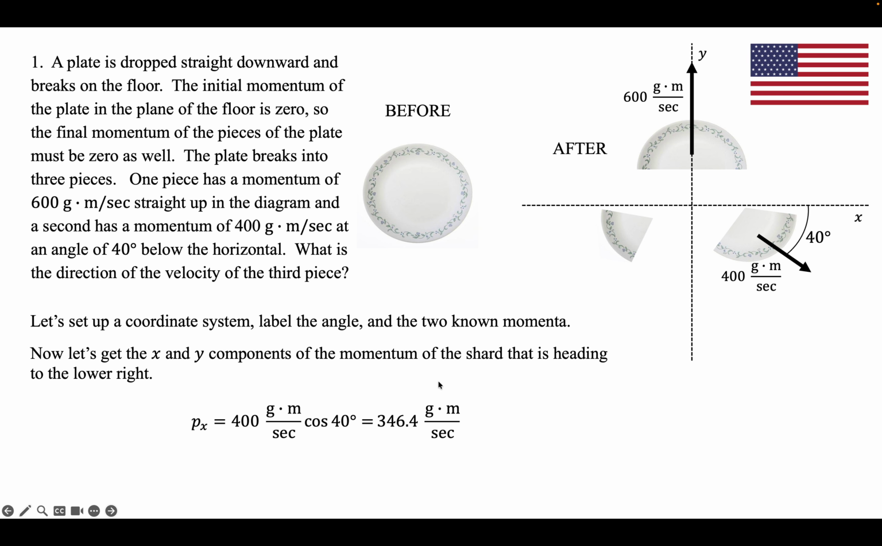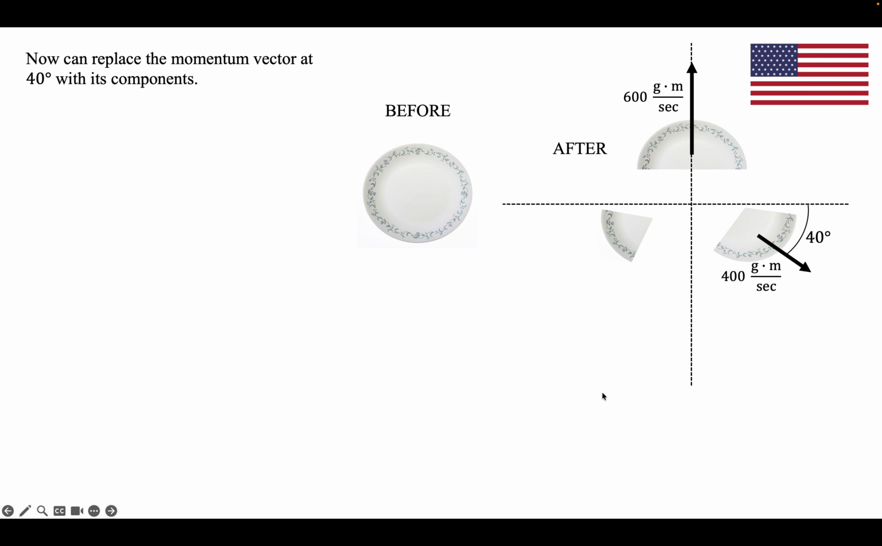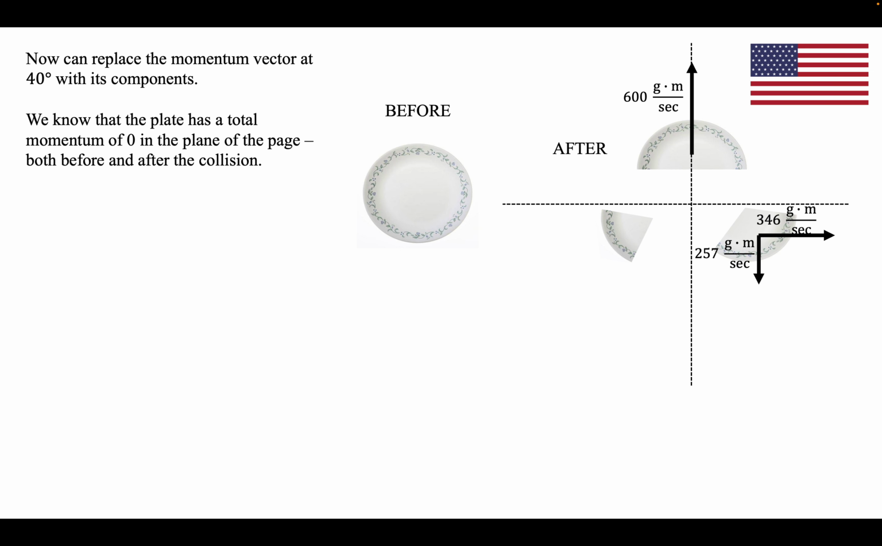That's what trigonometry is for. 400 gram meters per second cosine 40 degrees is the x component. And the y component is 400 gram meters per second sine 40 degrees because sine is the opposite. And that's negative because it's downwards. So now we're going to replace this vector with its components. That's why we do it. It makes it easy for us.